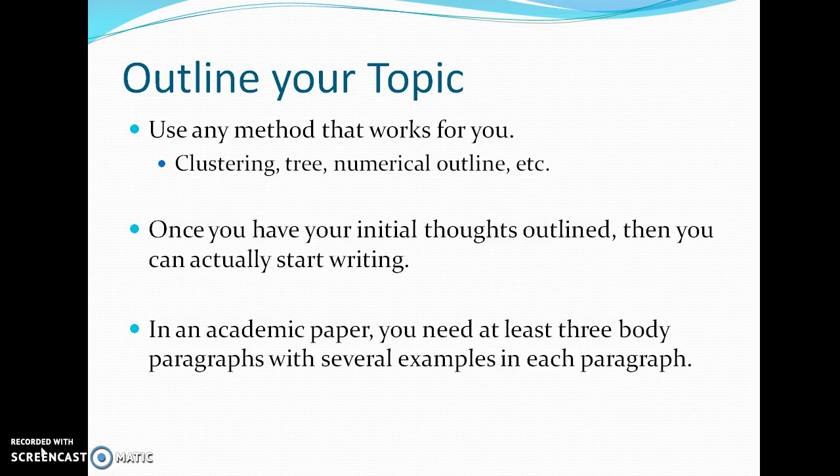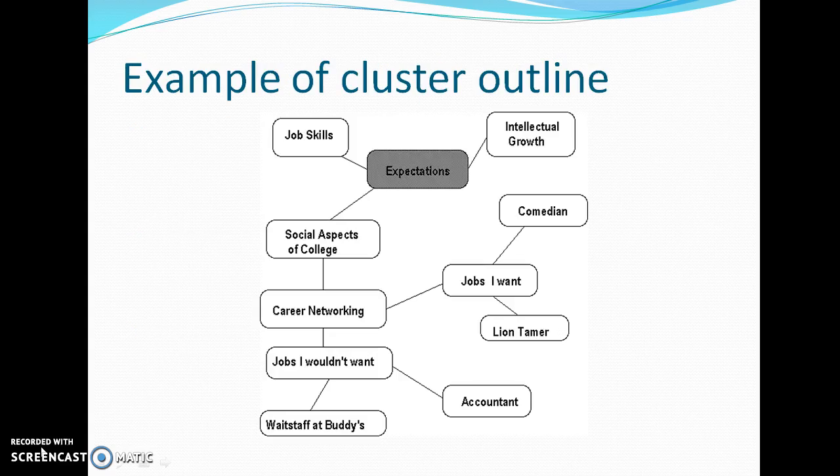In an academic paper, most of you, I hope, are familiar with the 5-paragraph essay. This is the most common type of academic essay that you'll find. In that type of paper, you'll have at least 3 body paragraphs with several examples in each paragraph. This is where your outline really shines, because you have those examples and those body paragraphs already mapped out. An outline is really just a map of where you're going. You wouldn't drive to a brand new place without looking at the map first. You shouldn't be writing an essay without creating an outline first.